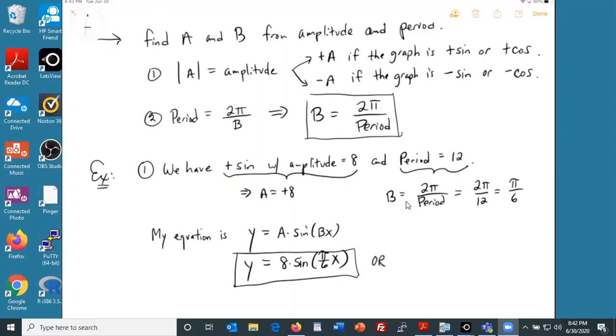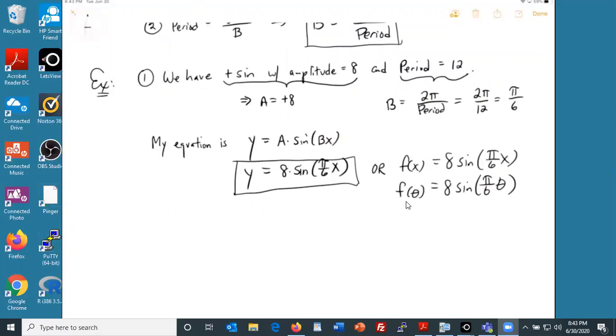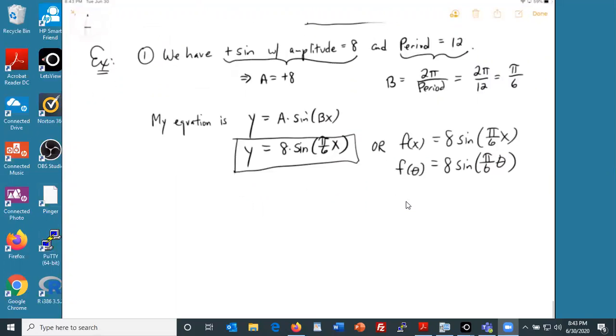Now, you could use other variables. You could say f of x equals 8 sine of pi over 6 x. If you don't like x's and you want to say theta, you could say f of theta equals 8 sine of pi over 6 theta. Use any letters that you like, just be consistent. But what I have boxed off is a good enough answer as well. You can use other variables, other names, and the math gods will be happy.